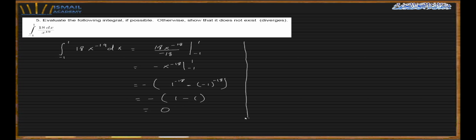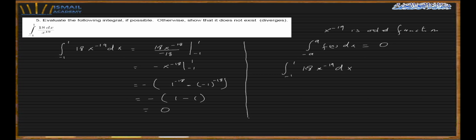So the second scenario is you see that x to the minus 19 is an odd function. So when you see this, we know that if the integral between minus a and a of f of x dx and f is an odd function, this is always equal to 0. So which will give me the same answer. So this is the second scenario. So you end up having the integral from minus 1 to 1 of 18x to the minus 19 dx. This is an odd function, so I don't need to do anything as long as I satisfy the property. So I would just put 0, and this is my answer.